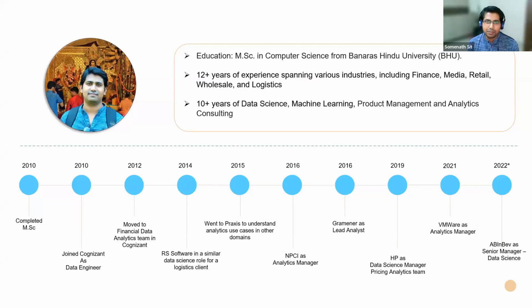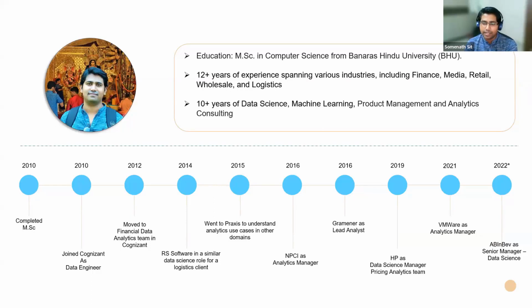Before coming into that, let me introduce myself. I completed my MSc Computer Science back in 2010 from Banaras University. Then I joined Cognizant. For the first 2 years I was a data engineer, then moved into the data analytics team inside Cognizant. Till 2014, I was working as a data analyst, as I would call it, since data scientist was not a fancy name at that time. Then I moved to RS Software in a similar role. For the first 5 years I was working in banking and financial, and that's where this fraud analytics comes from. At that time, we used to solve a lot of this kind of use cases.